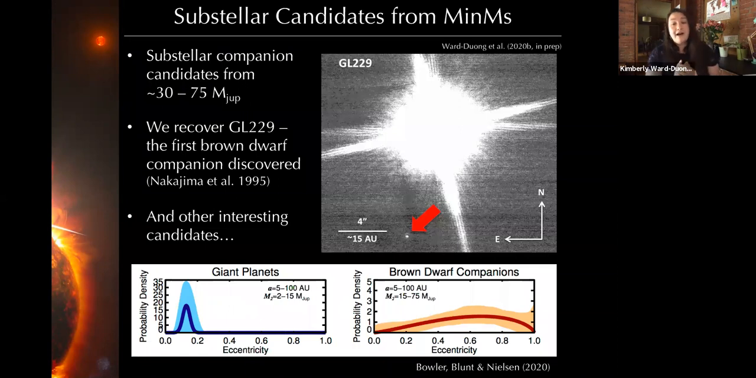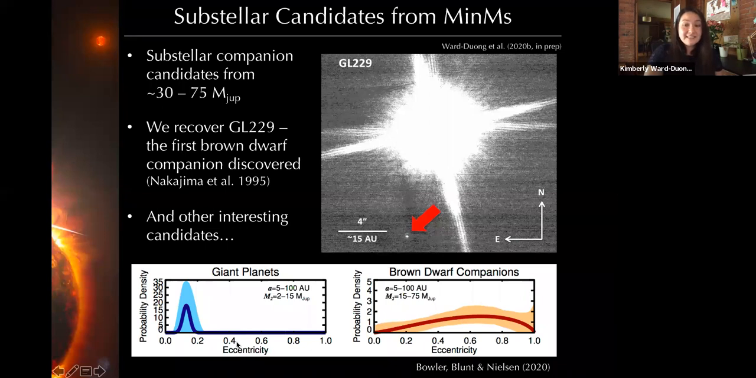So I've been only talking about stars orbiting stars, but something quite interesting to consider is substellar companions. How often does an M-dwarf have a brown dwarf orbiting it? If we want to understand their planetary systems, we probably want to understand these intermediate objects as well. Through the survey, we actually recovered Gliese 229, which was the first brown dwarf ever discovered in 1995, shown here in this image.